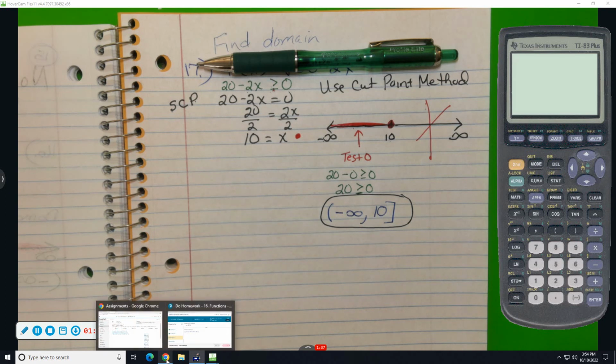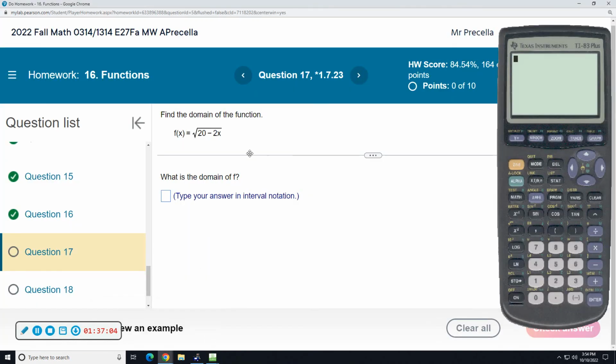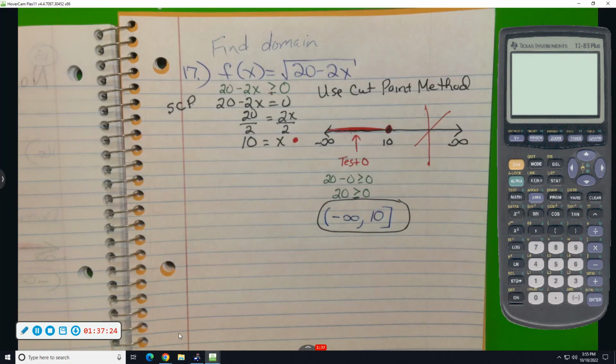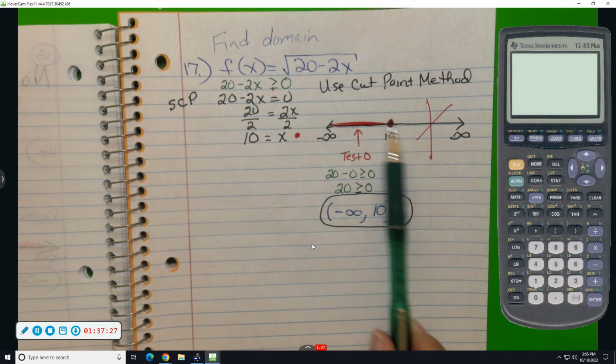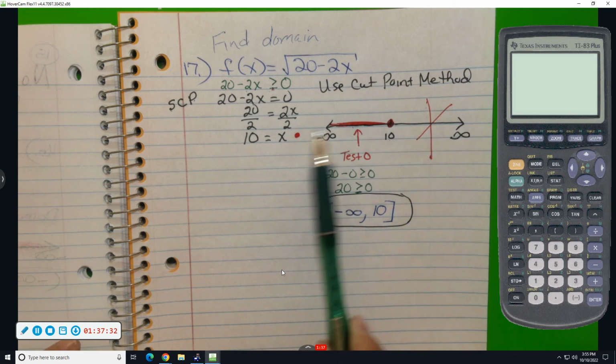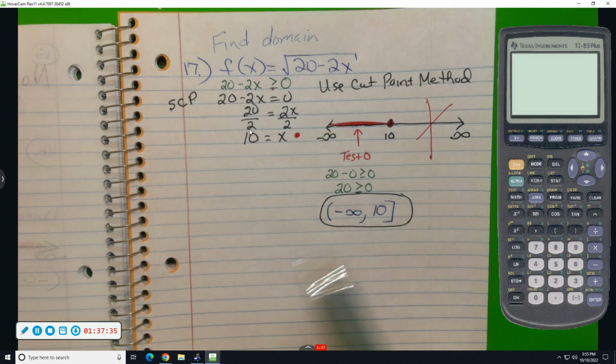So here's a systematic way to find the domain when it just says f of x equals square root. For a square root function without a fraction, you set the thing under the radical greater than or equal to 0 and use the cut point method. Did I write a square root symbol anywhere else? It was here in the original problem. Did I need to take a square root anywhere else? No. If you find yourself with a lot of square roots, you're doing something wrong.